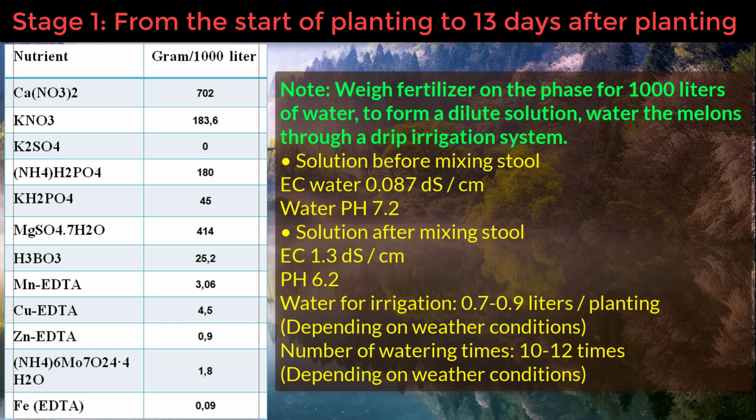Solution before mixing stool: EC water 0.087, pH water 7.2. Solution after mixing stool: EC 1.3, pH 6.2. Water for irrigation 0.7 to 0.9 liters per planting, depending on weather conditions. Number of watering times 10 to 12 times, depending on weather conditions.